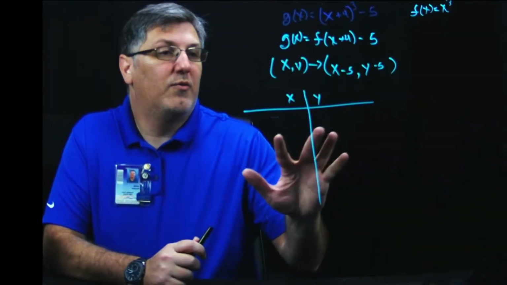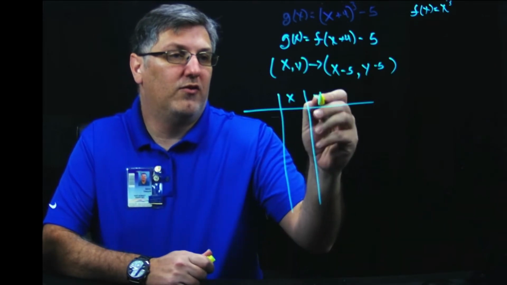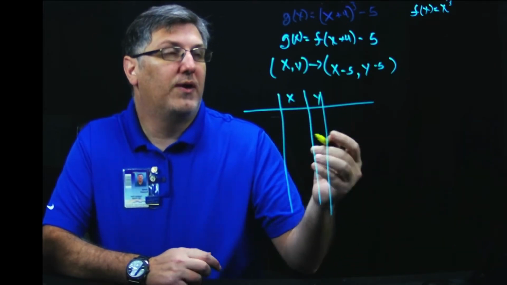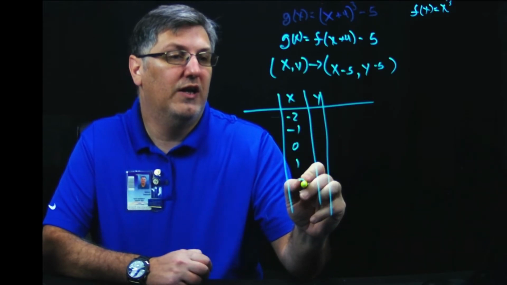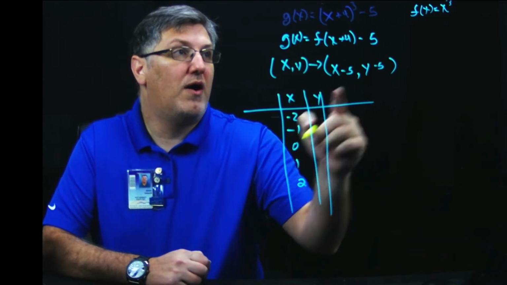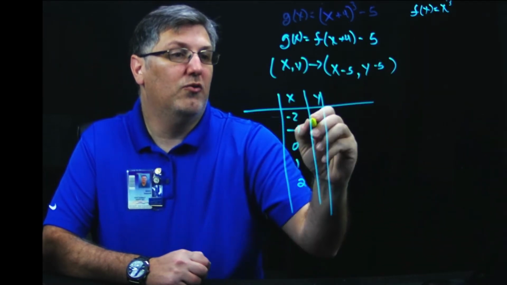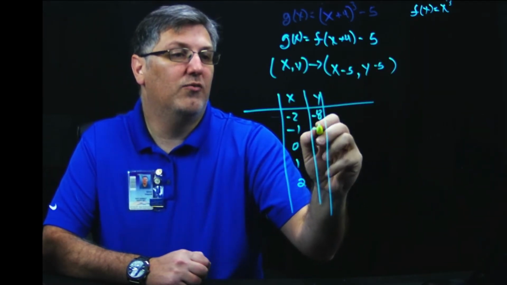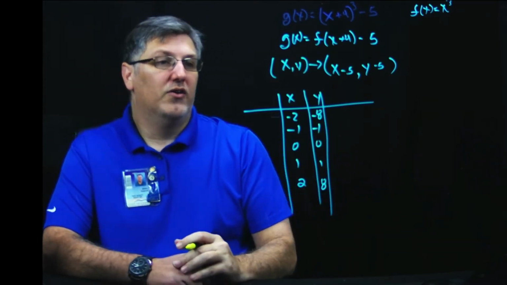So now I want to use my table here to be able to do mapping. So what I'm going to do is pick some points that make my life easy: -2, -1, 0, 1, and 2. I plug them back into my f. So -2 cubed is -8, -1 cubed is -1, 0, 1, and 8. All right, so now I have these values.